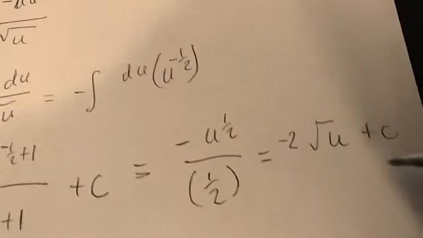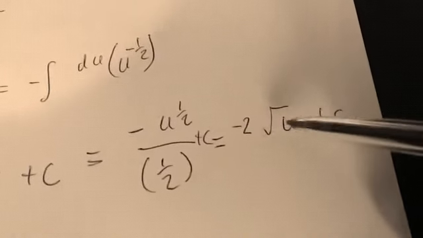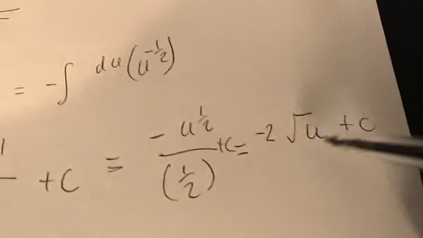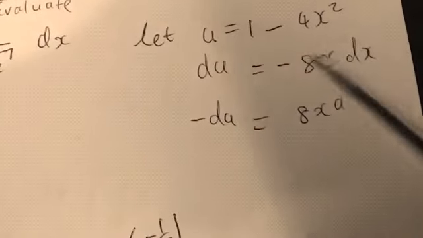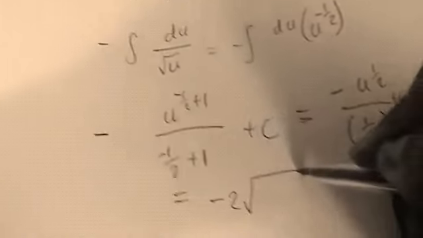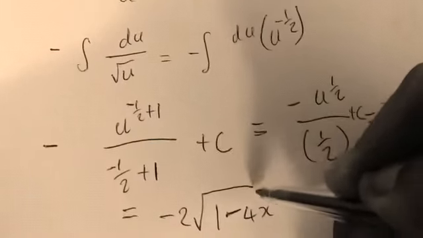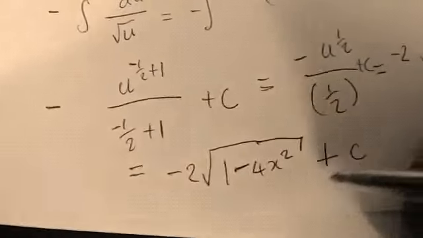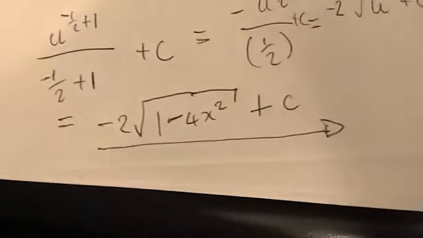Now, don't forget we have a c. Forgot the c. Now we just substitute back to u. What did we say u was again? We said u is 1 minus 4x squared. Therefore, we can write down our answer as follows: minus 2 square root of 1 minus 4x squared plus c. And we can claim that we successfully evaluated this integral.